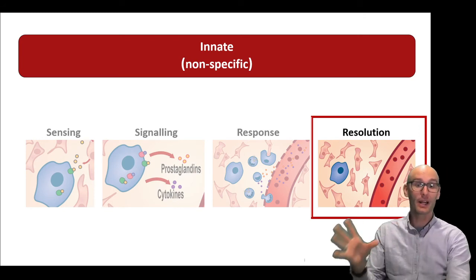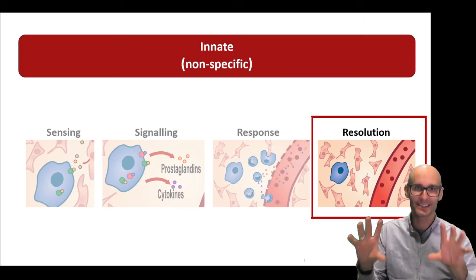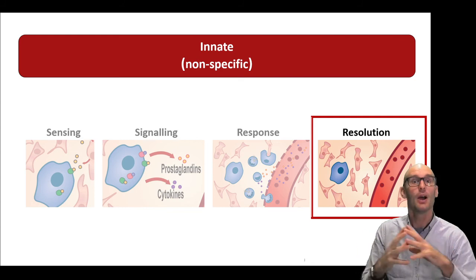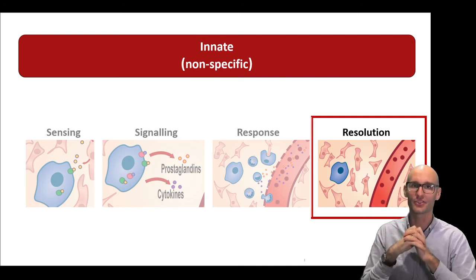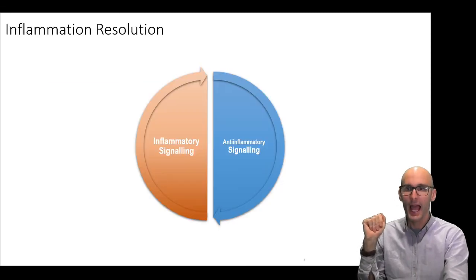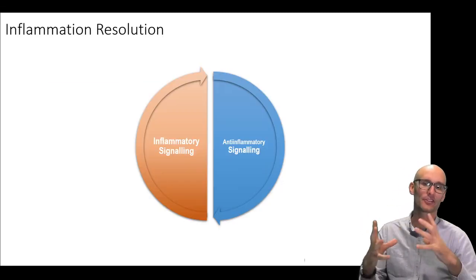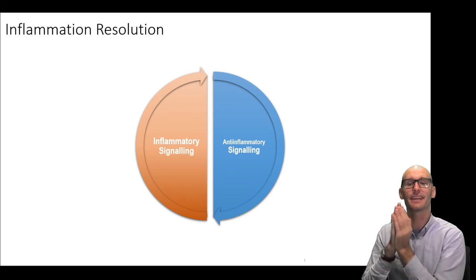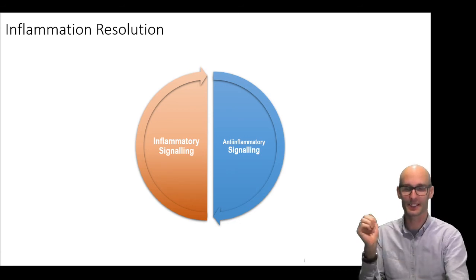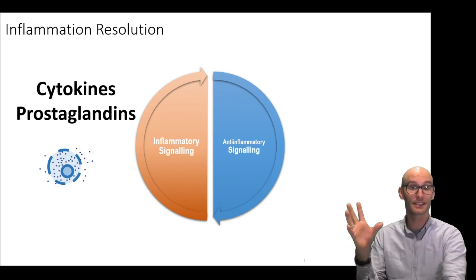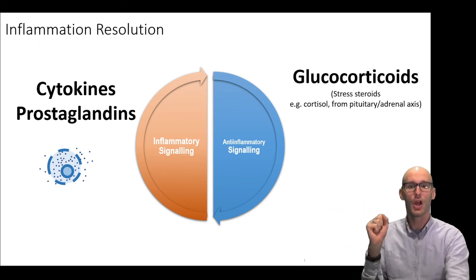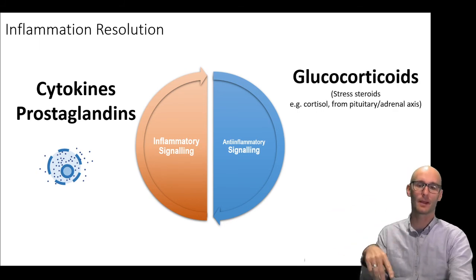So now just quickly onto resolution. We need this inflammatory response to stop. We can't let it go on, and that's because it does cause those damaging side effects, right? And this is roughly the cycle of how it works. Inflammatory signaling initiates anti-inflammatory signaling. So cytokines and prostaglandins, inflammatory signaling, the release of those signaling molecules will release a bunch of anti-inflammatory signaling molecules.